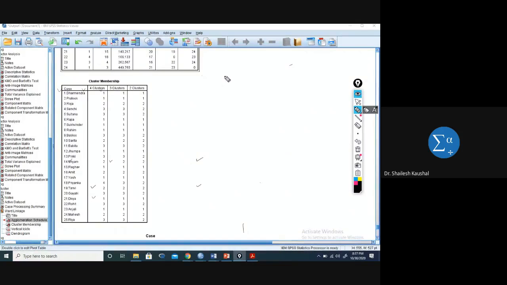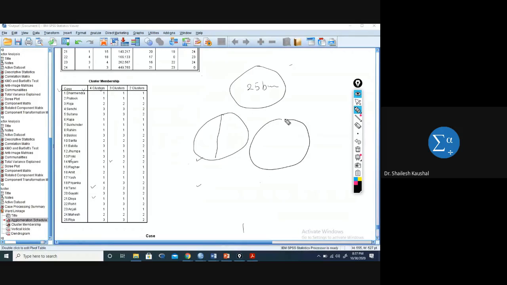I take the value minimum 2 cluster and maximum 3 cluster. It means this is my whole market, and so I have a total of 25 buyers, or students you can say. So I have given choices in the analysis. The minimum there should be 2 clusters.